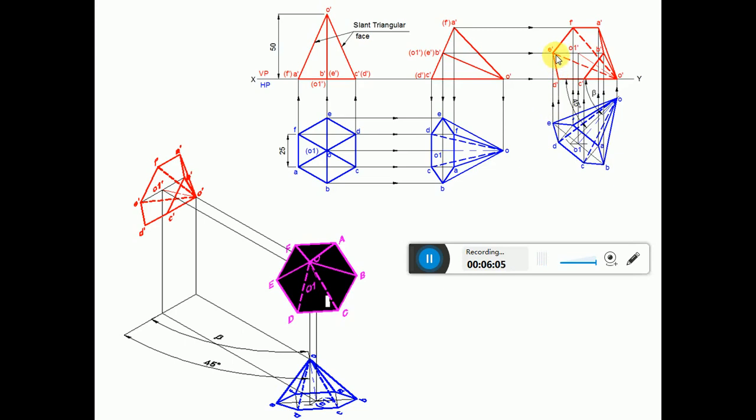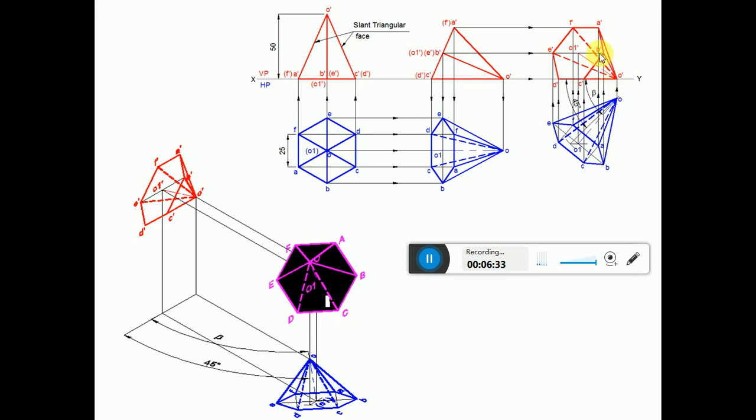Then similarly, you draw a horizontal projector from A dash, F dash and draw a vertical projector from the point A to intersect at A dash, and from F to intersect at F dash. So name them A dash, B dash, C dash, D dash, E dash, F dash, O1 dash and O dash. Once you do that, now you join them with continuous thin lines.